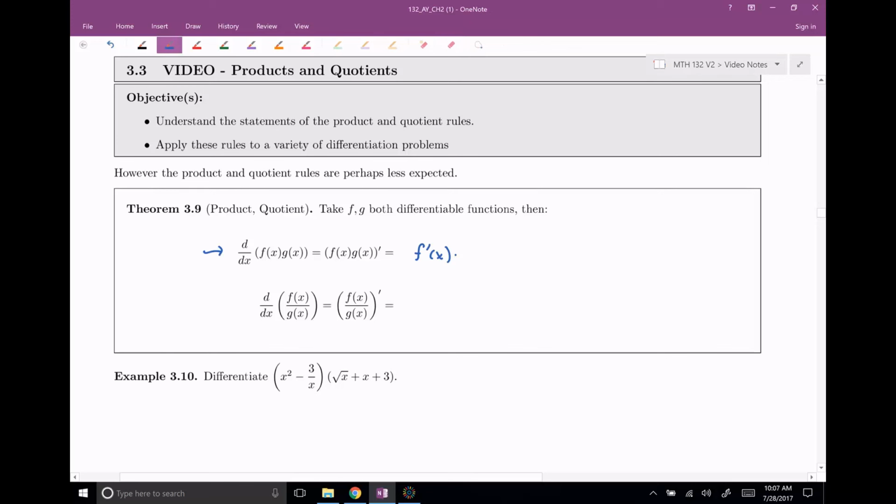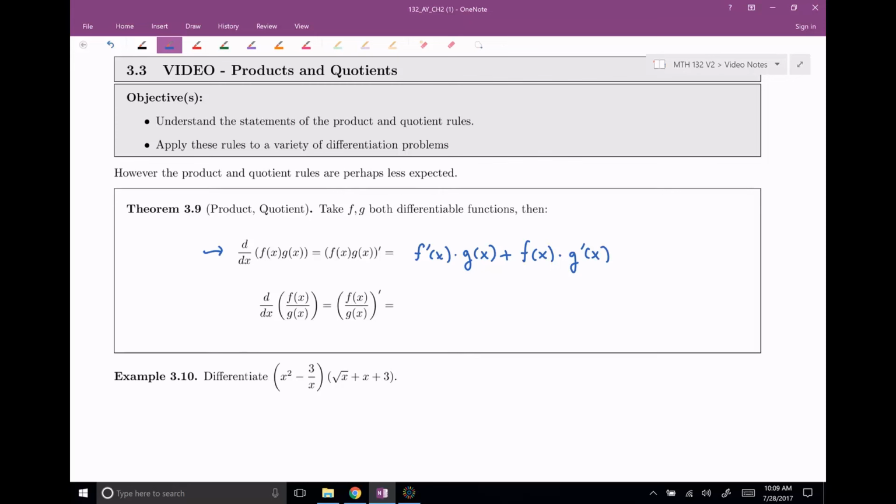However, it is the derivative of the first, f prime of x, times the second, g of x. So notice that there's no prime here, plus the first times the derivative of the second. So this one has an f prime, this one has a g prime, and then there are bits where you don't do anything to the function. So like I said, this is a little bit more complicated than the product rule for limits, for instance, or the sum rule for derivatives, right? This is kind of unexpected.